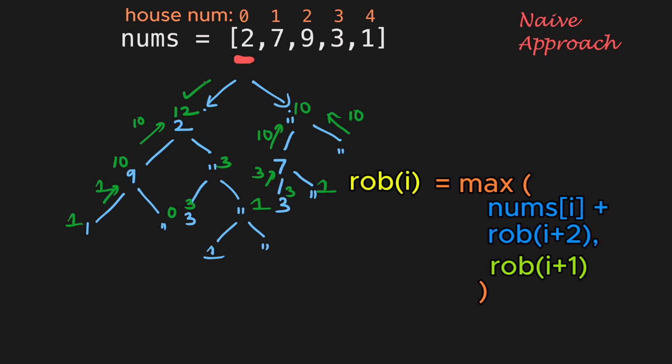Now the time complexity of this approach is O of 2 to the power of n, where n is the number of houses, because for each house we create two recursive calls, whether to rob it or skip it, leading to exponential growth in the recursion tree. And the space complexity will be O of n, mainly coming from the depth of the recursion, which is equal to n, since each recursive call processes one house at a time.